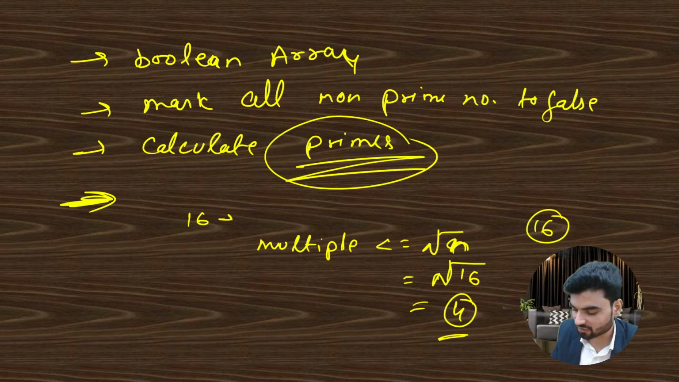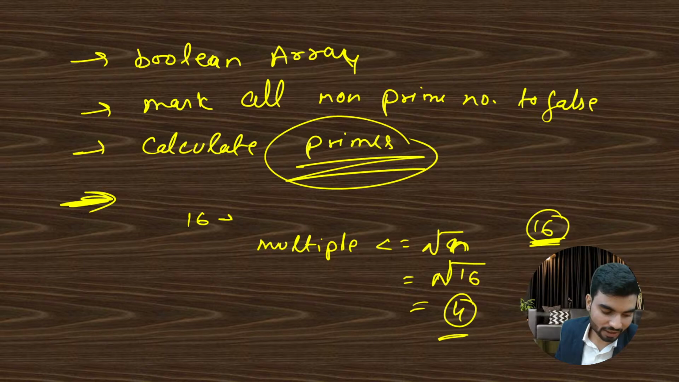So even if it has a multiple except 1 or 16 itself, it will be a non-prime number. So we don't have to check other numbers like 8. If it is divisible by 2 and 4, automatically it's not a prime number. So why check for 8? We don't have to check, because it already has multiples other than 1 and 16 itself, like 2 and 4, so it's not a prime number. So we don't have to check again and again. Is it clear to you?